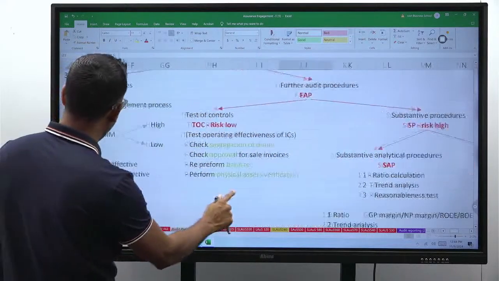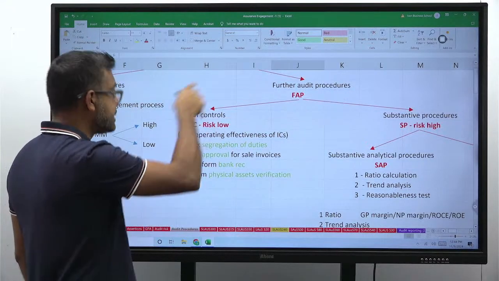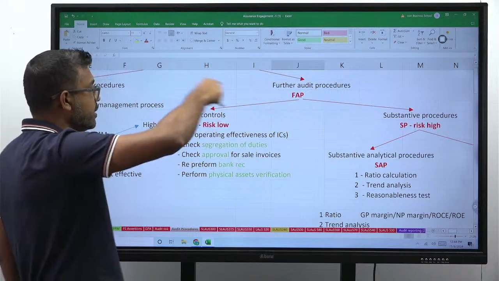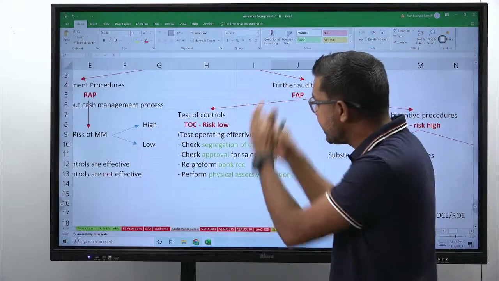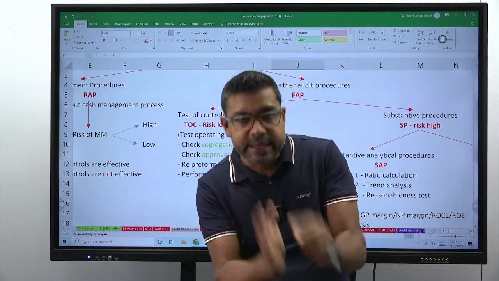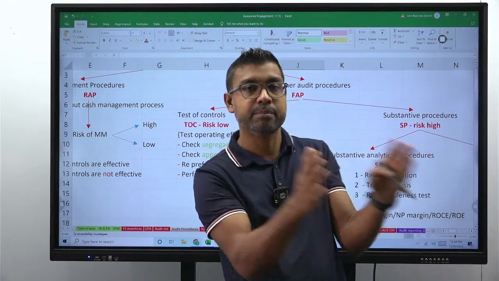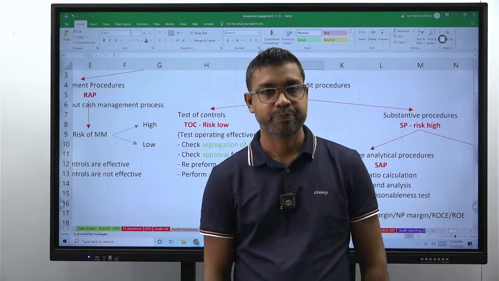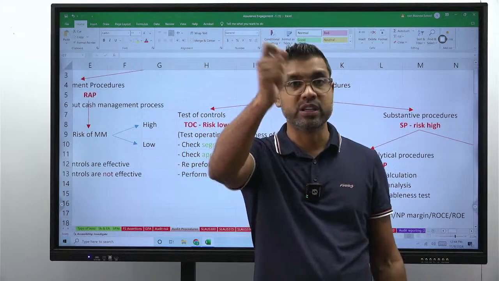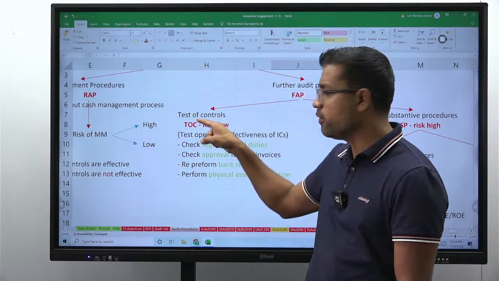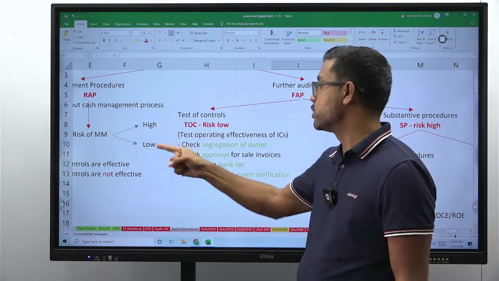But if the risk is low, according to your risk assessment procedure, the standard says the auditor can be satisfied with what? Test of controls. Here test of controls means the auditor tests the effectiveness of internal controls that are designed and implemented by management. The auditor is not going to design and implement. The auditor is going to test the effectiveness of the control. The word itself gives the definition. Test of control. The auditor tests the effectiveness of control and is satisfied when risk is low.